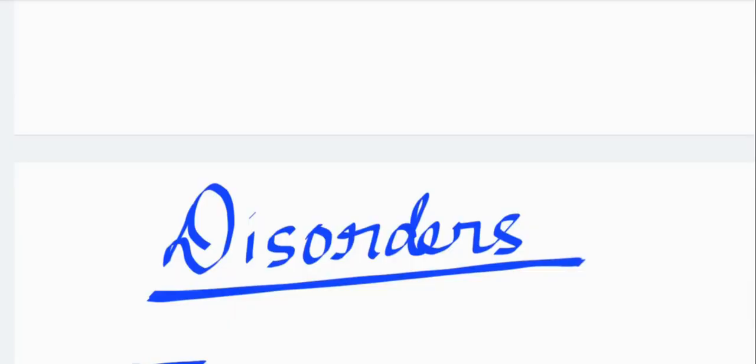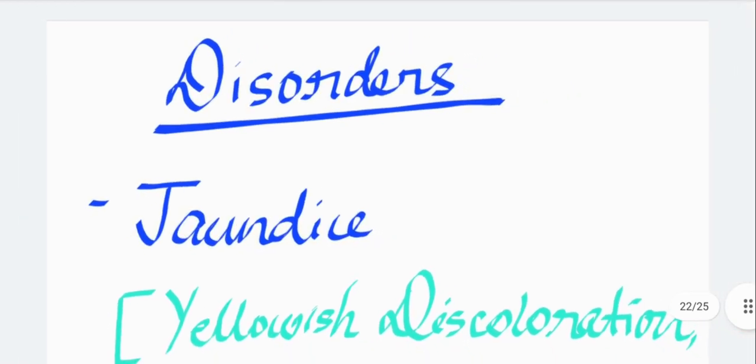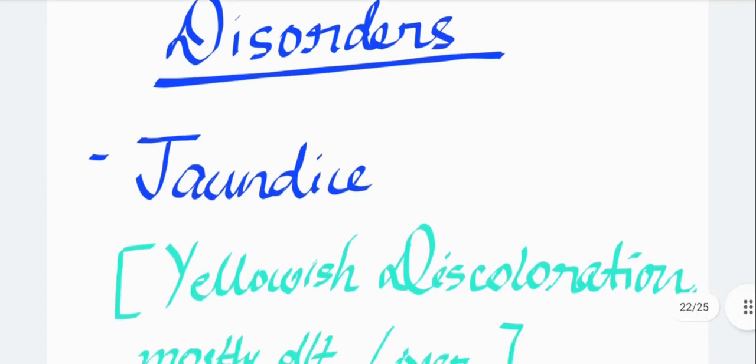Coming to certain disorders of the digestive system, we will read the very common ones. First is jaundice. We all understand that jaundice means yellowish discoloration of the skin, mucous membrane and the sclera. To be simple, yellowish discoloration of the eyes, the nails, the general body surface is known as jaundice. It happens due to elevation in the amounts of bile pigments, mainly the bilirubin.